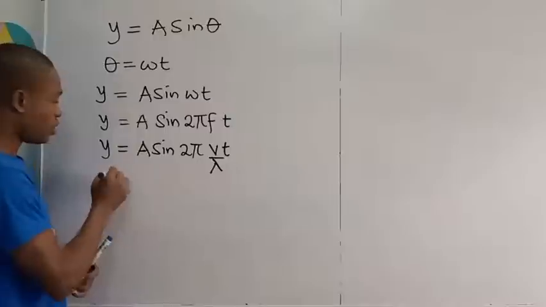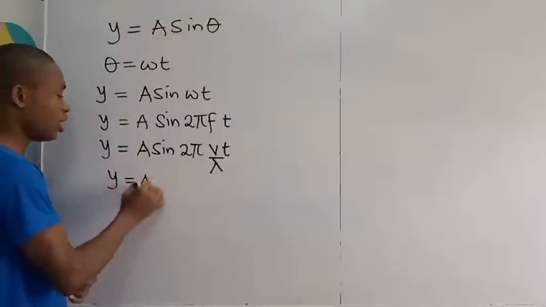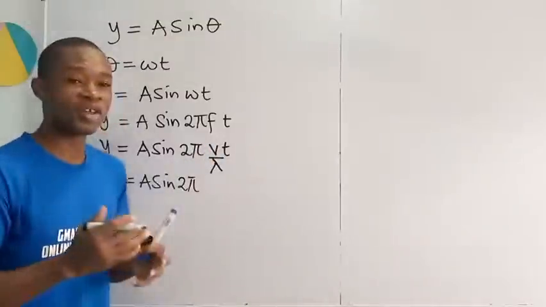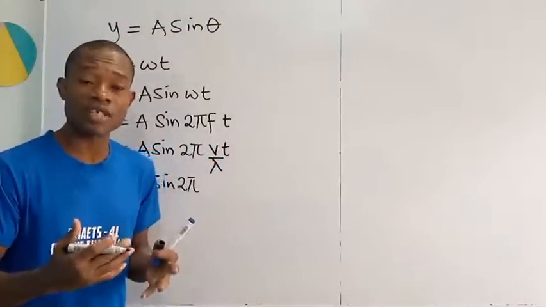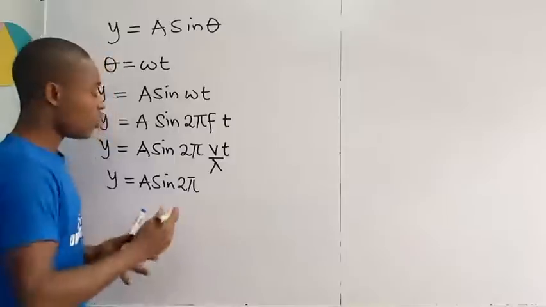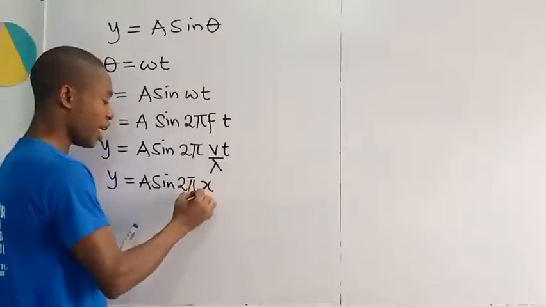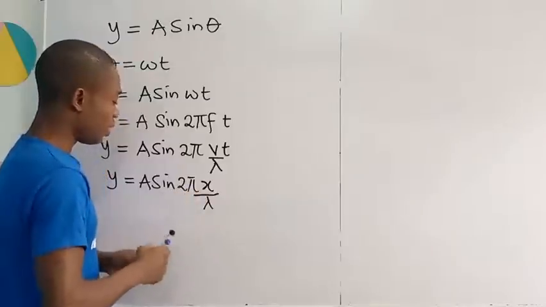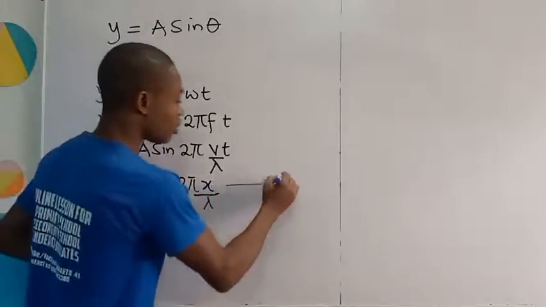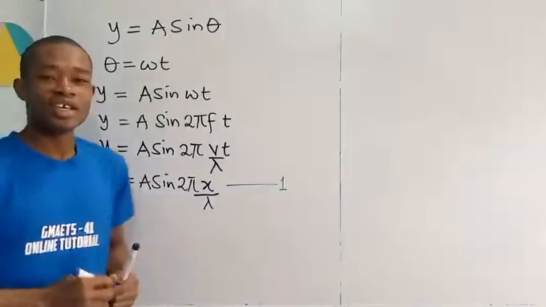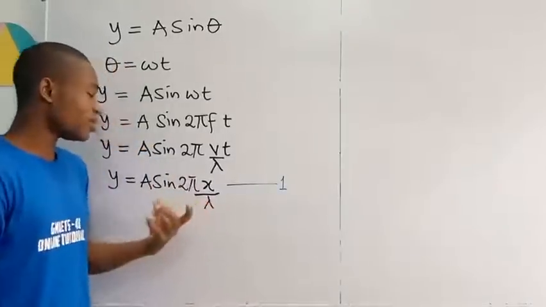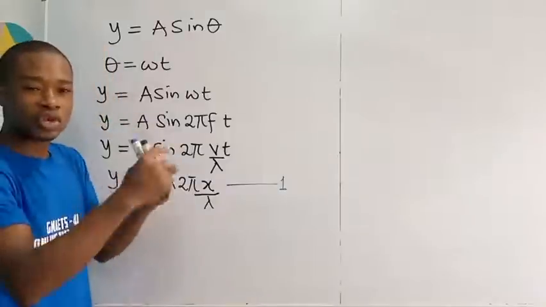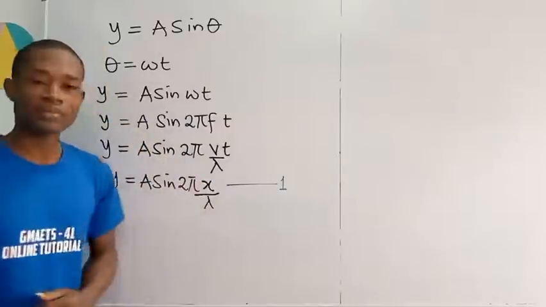So this gives us y equals a sine 2 pi. Then in place of Vt, we replace it by the distance covered by the wave as it is traveling, and for the distance we use x. So this is going to be x divided by the wavelength, lambda. I'm going to take this as equation 1. This equation 1 is the standard equation of a progressive wave, taking into consideration the total distance, x.